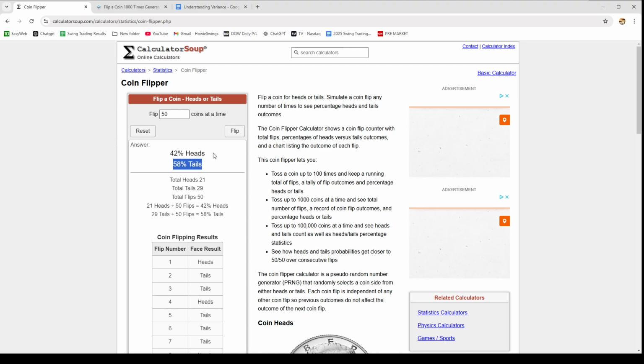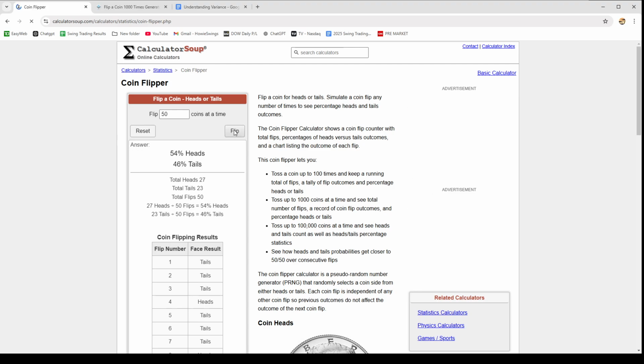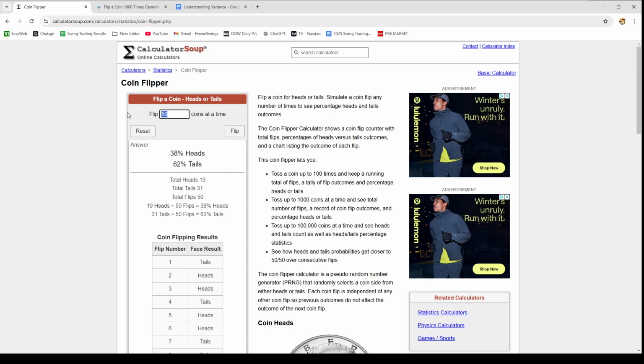58% of the time after 50 flips, that is not nearly good enough. 52, 54, 56. So you can see even with 50 flips, your variance is all over the place. 6%. Oh, that one was perfect. Oh, so you have a 12% variance on 50 flips.